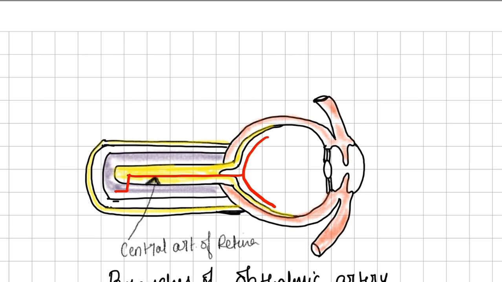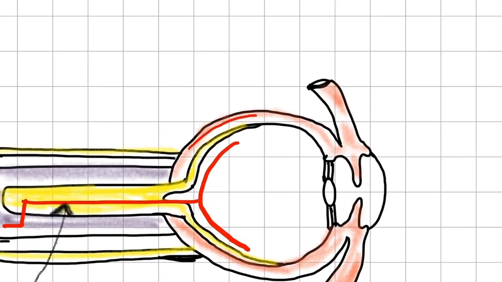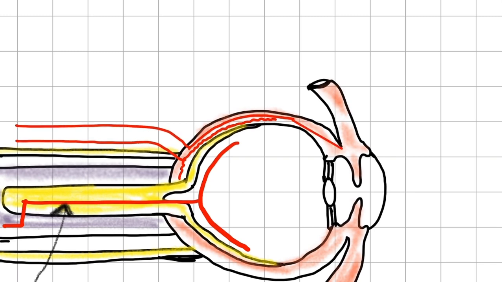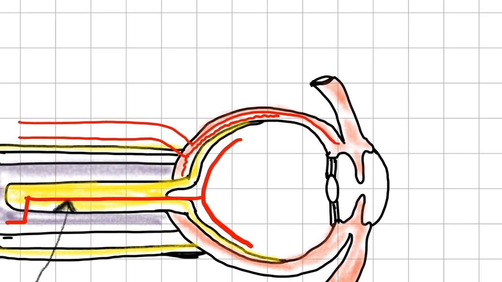The central artery of the retina: I told you that the optic nerve has an artery entering within it with a vein. So this is the artery which I was talking about. Now from the side you can see there are two arteries entering. The one which is going straight up to the lens is known as the long ciliary artery.